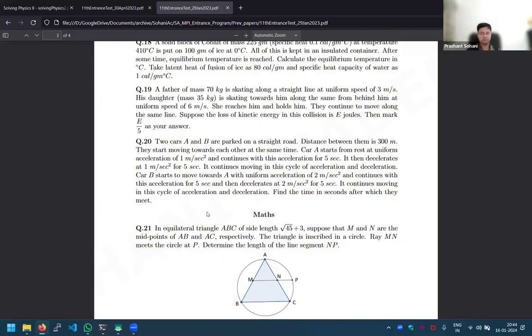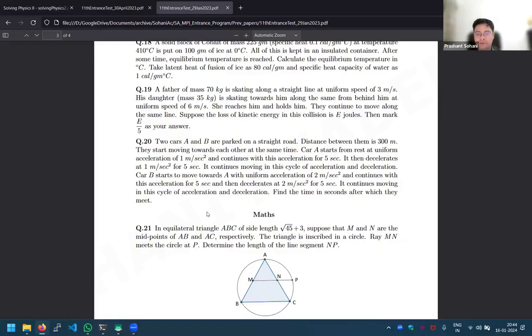Okay, so looks like many things are happening in this question, that the car A is moving, it is accelerating, decelerating, and constantly it is changing its acceleration, deceleration. Car B also has some complicated pattern, it is accelerating, decelerating, and finally at some point they will both meet. That is what we have to find out.